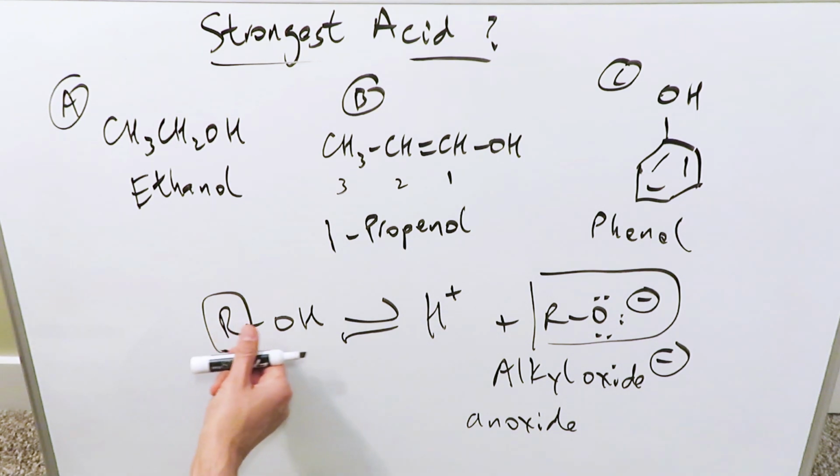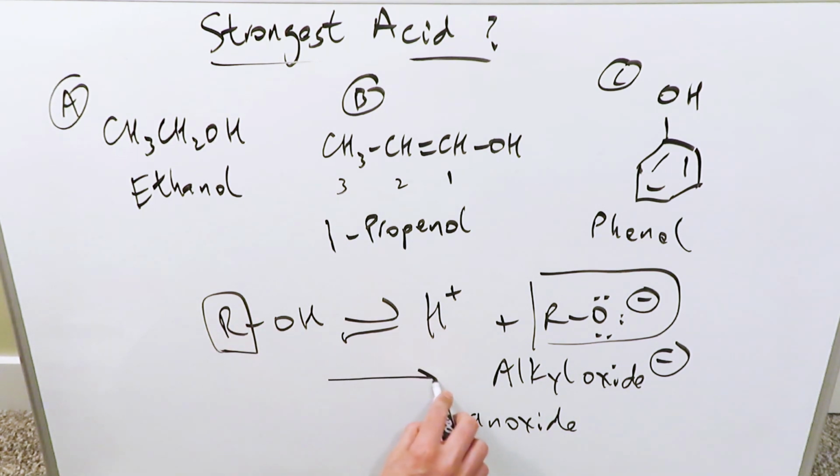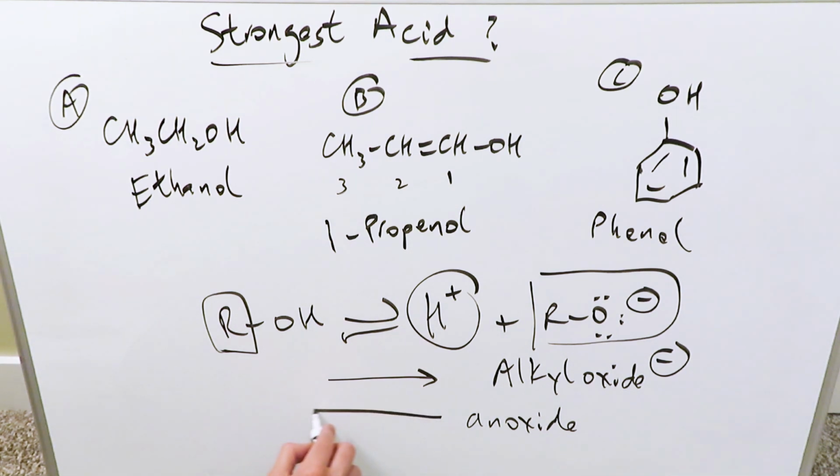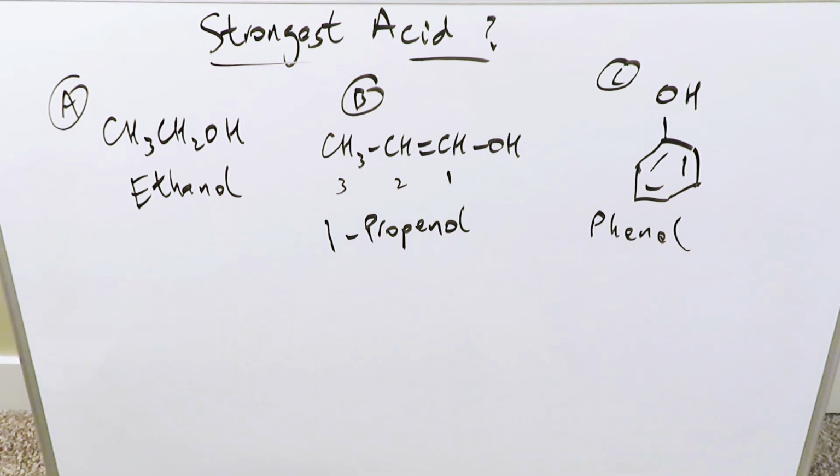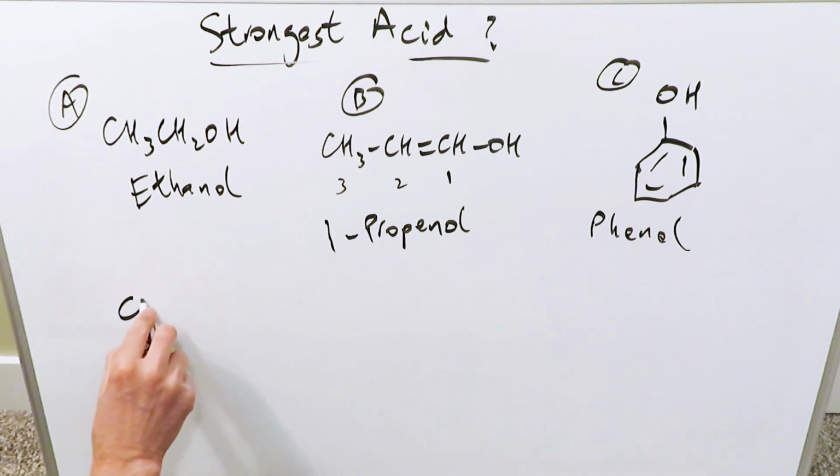The likelihood that the reaction will proceed in this direction towards the right and generate these will give an indication of the acidity. If your reaction is preferring to go in this direction, back to the alcohol, then you're looking at something very, very weakly acidic. So this is a representative reaction, and one by one, A, B, and C, let's go through these compounds.